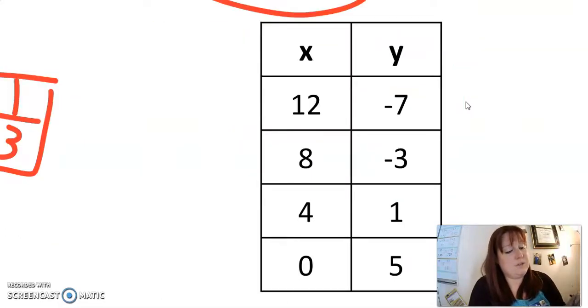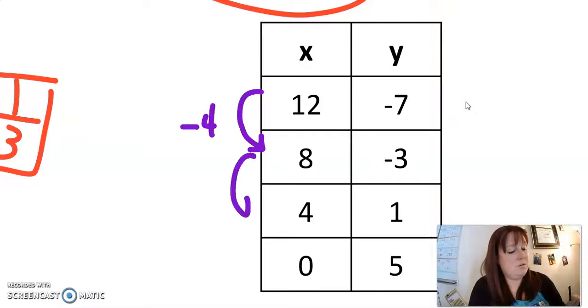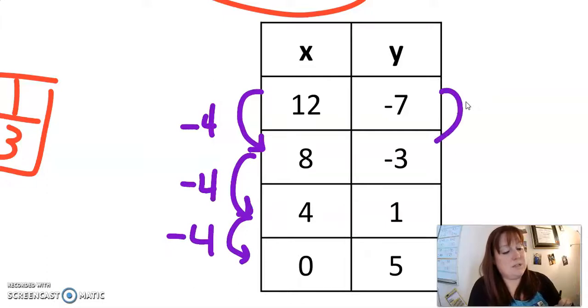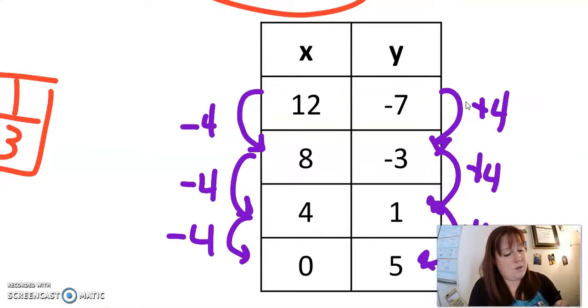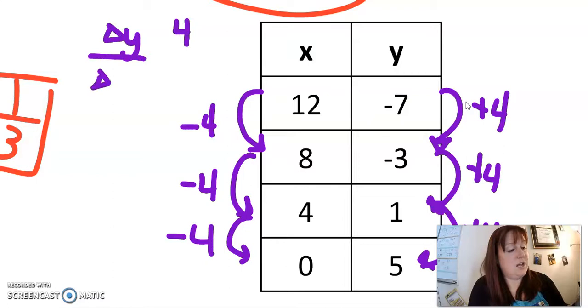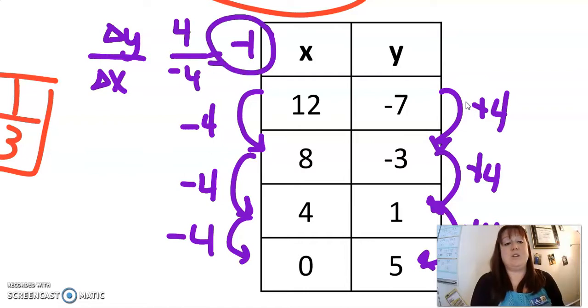And let's take a look at this one. From 12 to 8, we went down 4. And again, since this is a line, the slope should be constant. The rate of change should be constant. Then we went up 4 here. We added 4. So the change in y is 4, and the change in x is negative 4, so our actual slope is negative 1. And you're done. Now you can find slope.